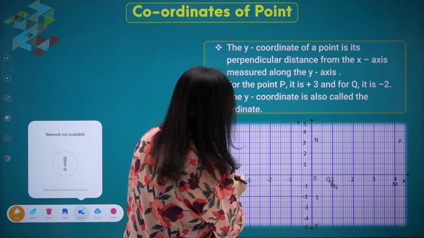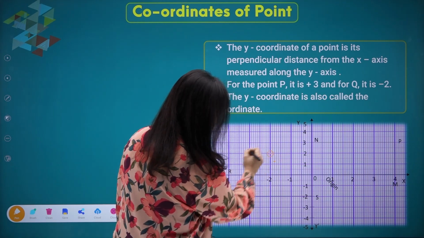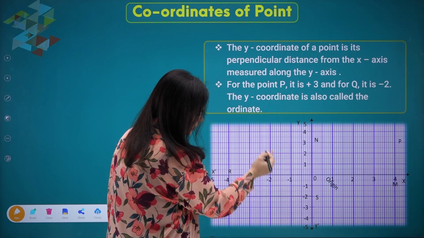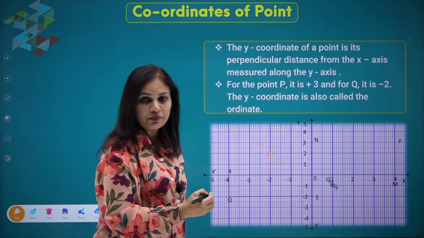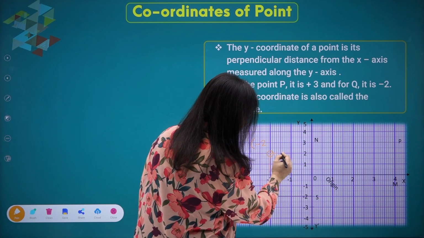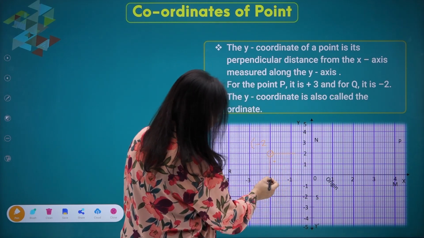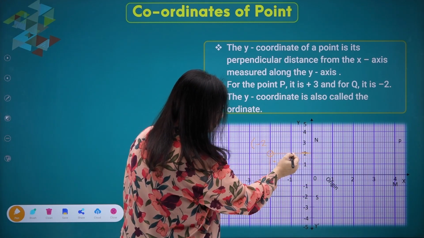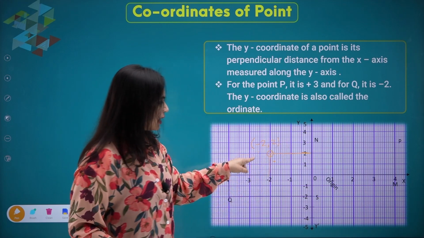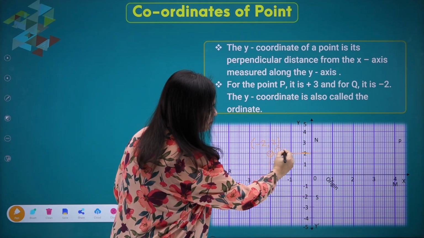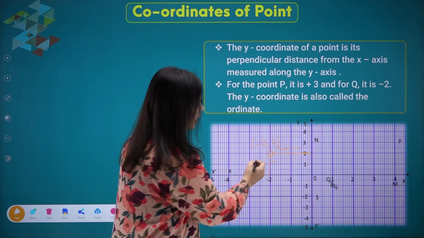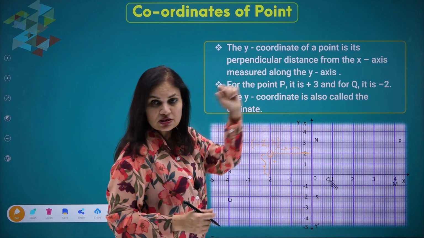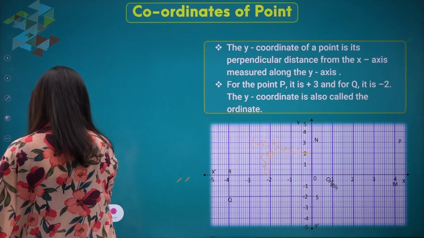Suppose I choose a point here. Then what will be the coordinates of this point? First I will write the x value. The x value is -2, within brackets, and the y value is +2. How did I calculate the x value? The x value is the horizontal distance and the y value is the vertical distance. This is the vertical distance and this is the horizontal distance.